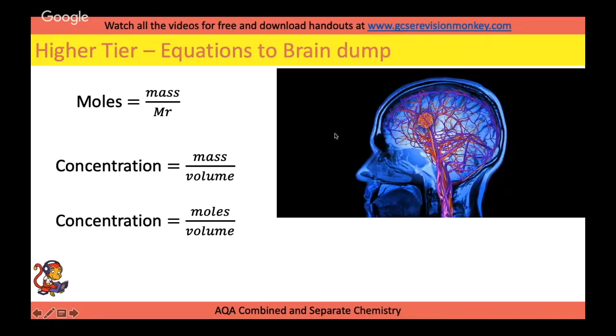So these 3 equations then, for those of you worried about the calculations, these 3 are going to come up in some form or another, maybe both of them together. Moles equals mass over Mr, concentration equals mass over volume, and concentration equals moles over volume. So the units we'll go through as we go through each equation.